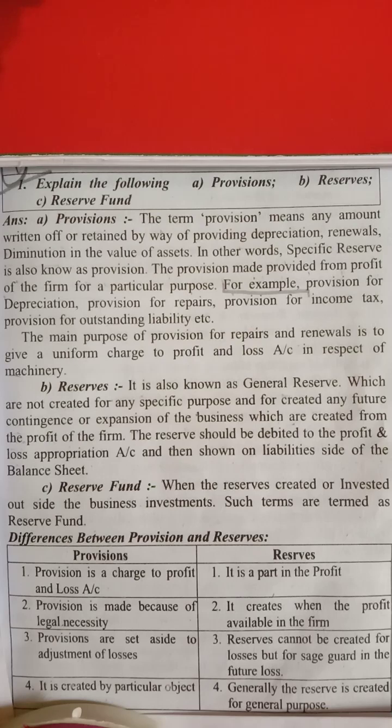So provision, first one, provision is a charge to profit and loss account. In comparison, a reserve is a part of the profit. Second one, provision is made because of legal necessity. A reserve, compared to that, is created when profit is available in the firm.